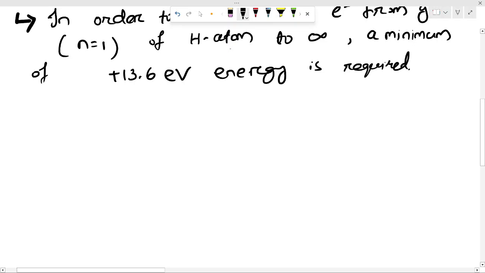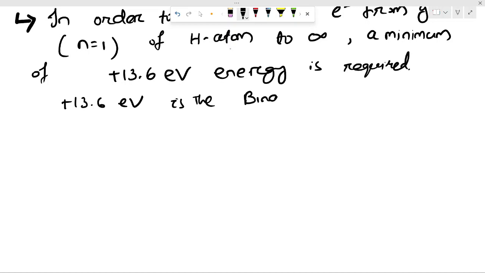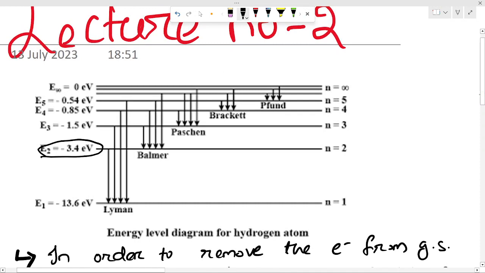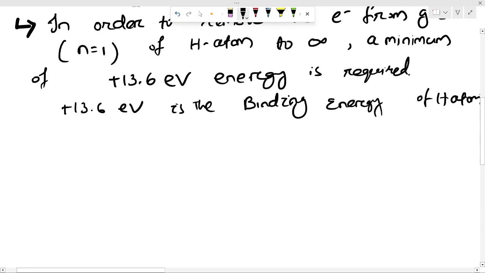So we can say plus 13.6 electron volt is the binding energy of the hydrogen atom, isn't it? What do we mean by binding energy? Binding energy is the energy required to remove the electron from its orbit. So the binding energy for the hydrogen atom is how much? Plus 13.6 electron volt.